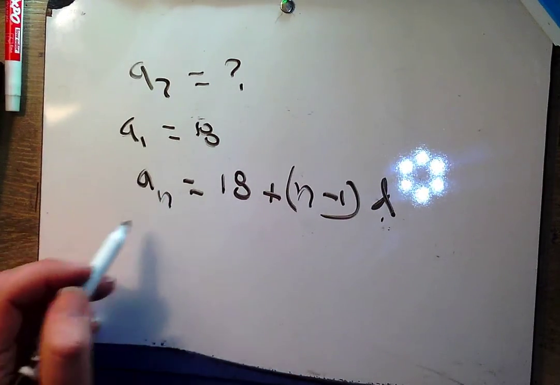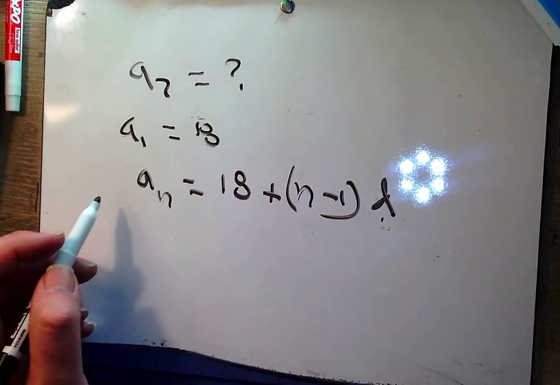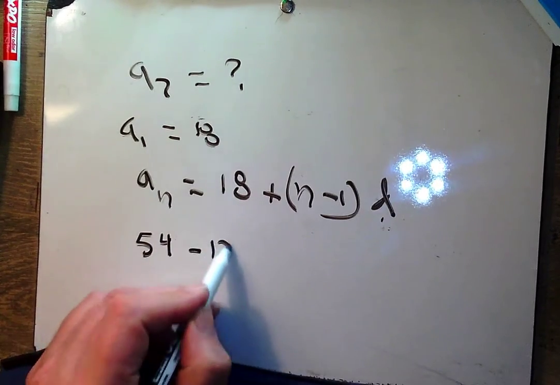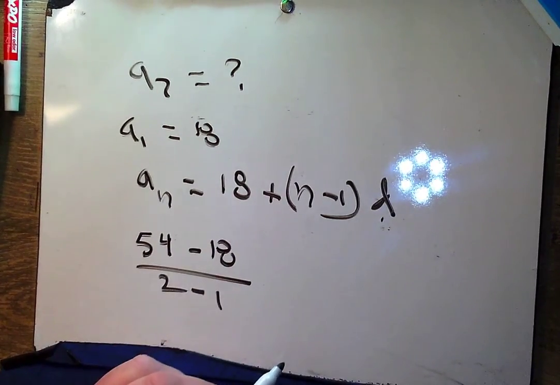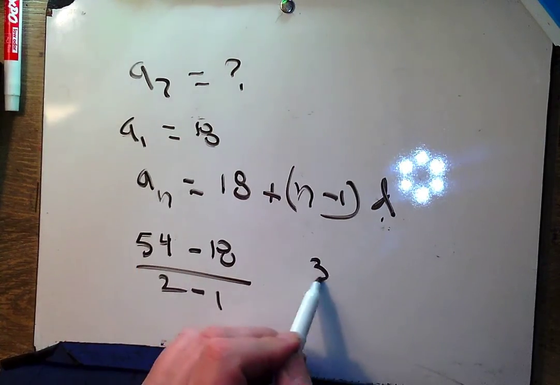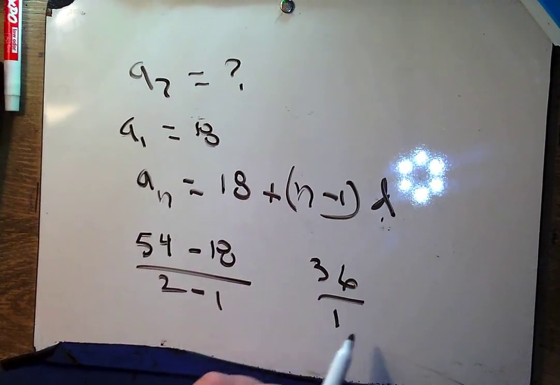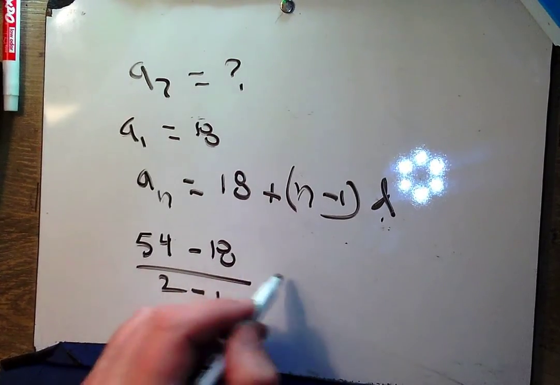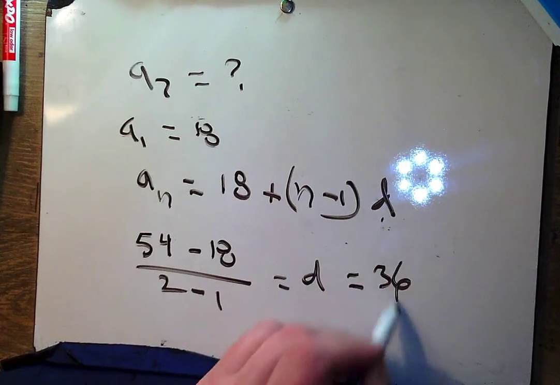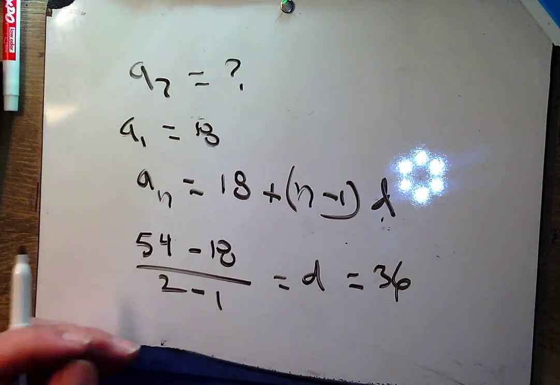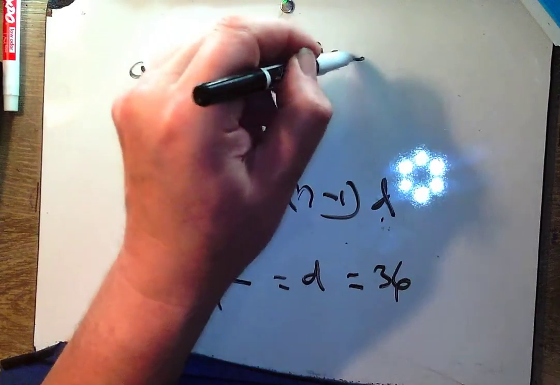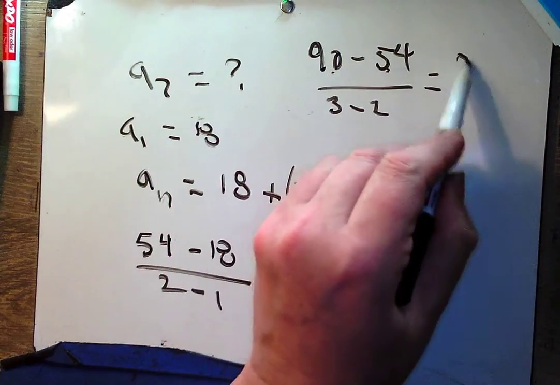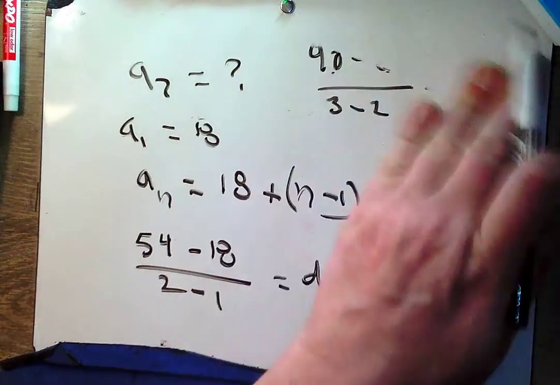Okay, so we know that d is that common difference. Our first value was 18. Our second one was 54 over 2 minus 1. Is that 36 over 1? Let's see, if I add 18, that's 4. Yep, 36. So I get d equals 36. But you know, just to be sure, I might want to check by using 90 minus 54 over 3 minus 2. So 90, oh yeah, that is 36. Okay, so there's my d value.